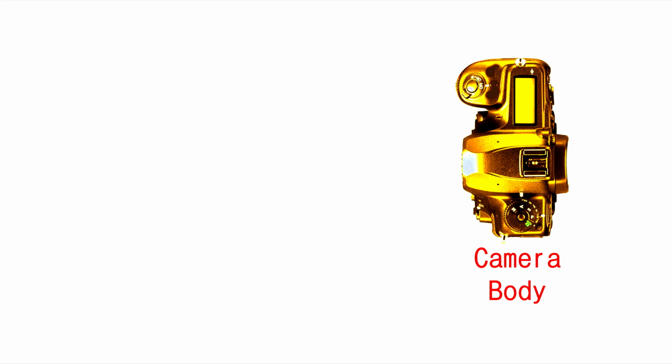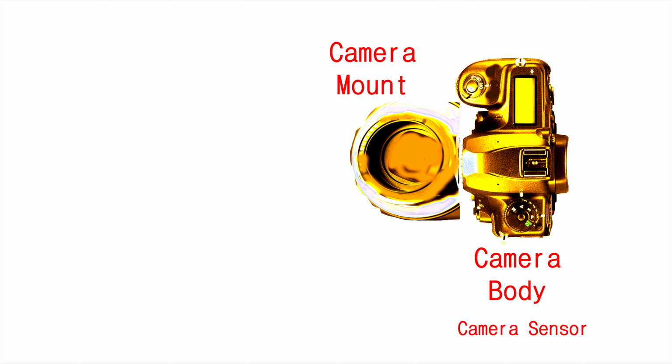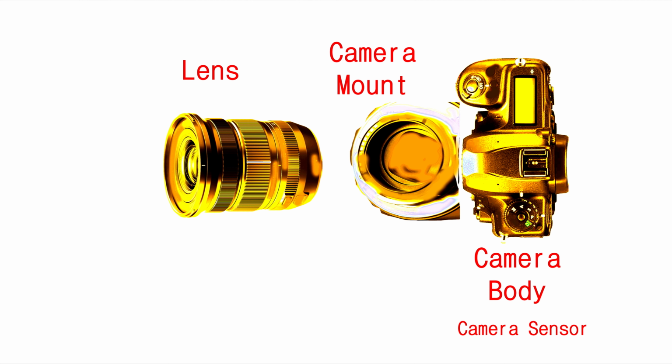Let's start with the components required for photography: the camera body and lens. Camera body has various electronic components, including the sensor. Sensor is the component which captures the light and converts it to an image. Usually, the front of the camera has the mount, that is the place where lens can be attached to the camera body. And then there's the lens, which actually seeks the light.